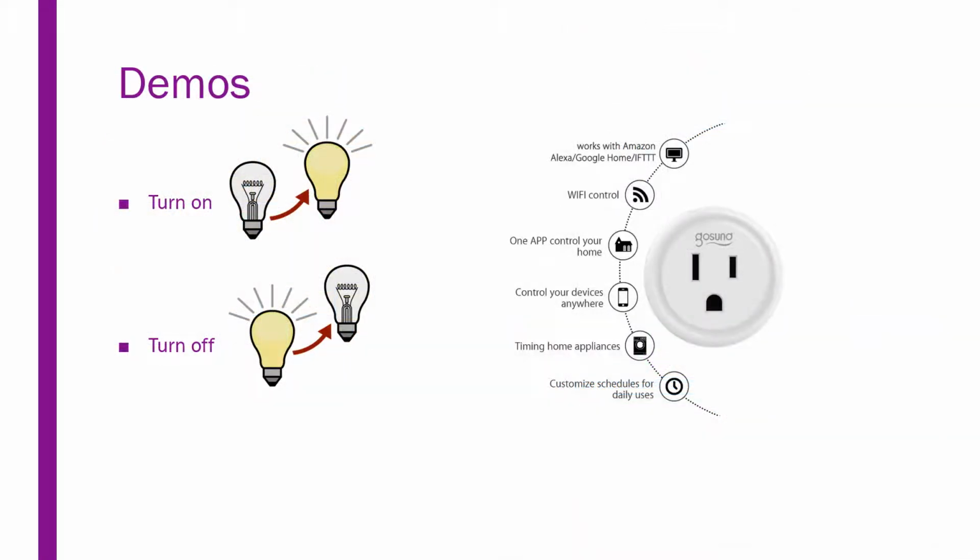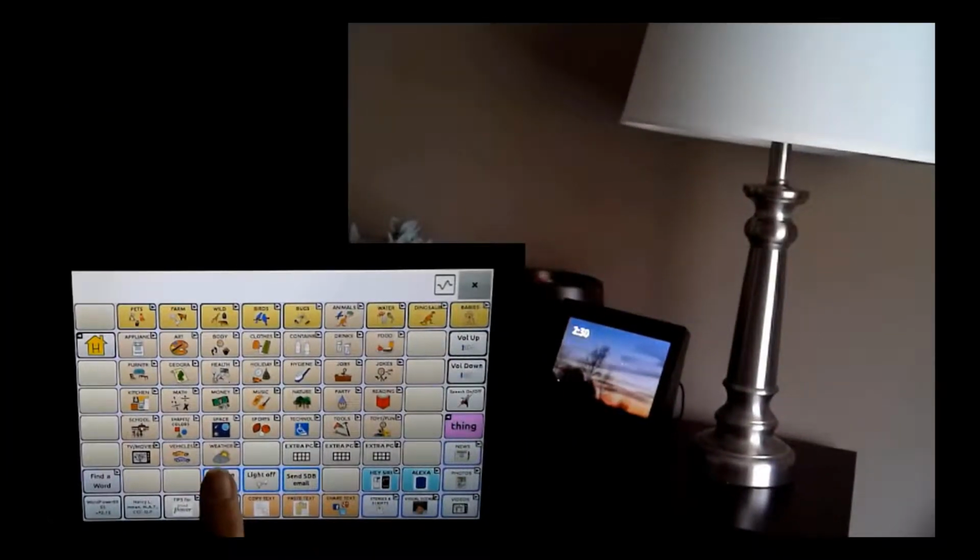In this example, we can use smart technology to control things in our environment. I'll demonstrate a webhook I created to turn on and off a light in my office. I am using a smart plug I purchased through Amazon. Anything plugged into this outlet could be controlled through an applet and a webhook. Turn light on.